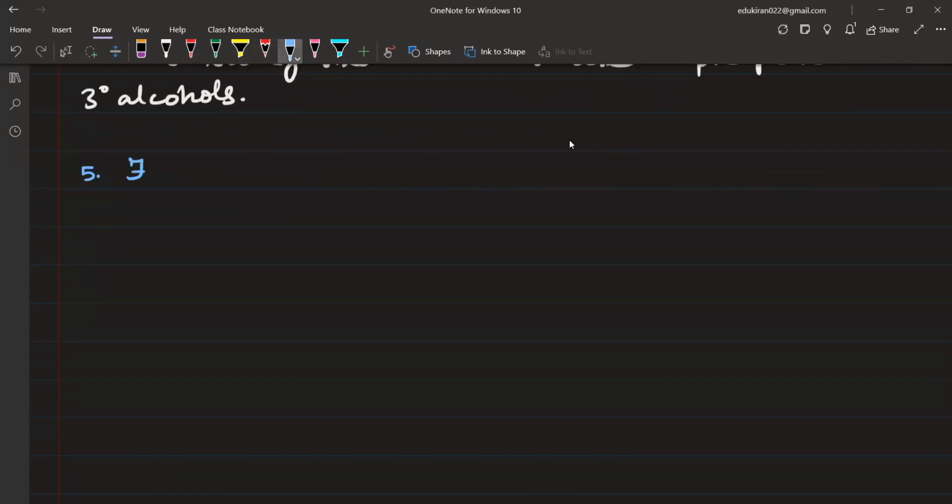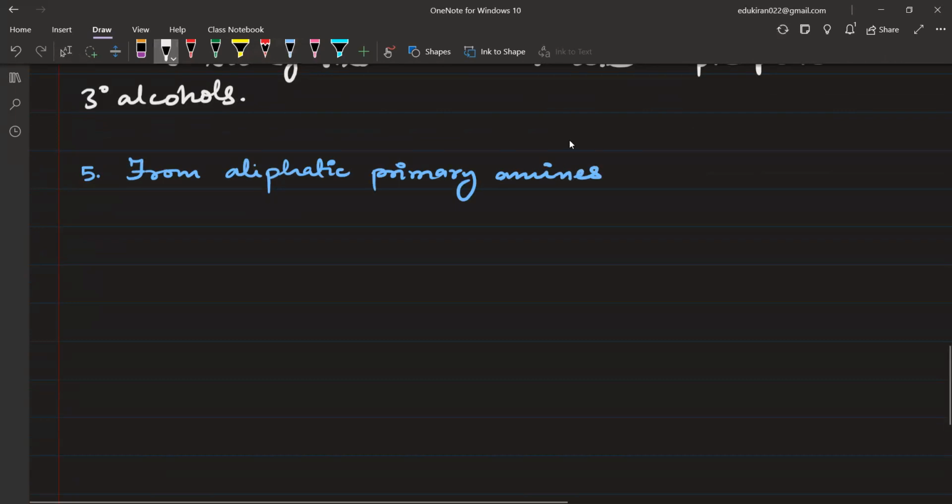From aliphatic primary amines. Okay. So this reaction is not there in NCERT in the alcohol chapter, but it is there in the amines chapter, in the chemical reactions of amines. That is why I'm bringing it up here. Don't think that it is not going to come in the examination. Please write it in the methods of preparation of alcohols also, because it is present in the last chapter, amines.